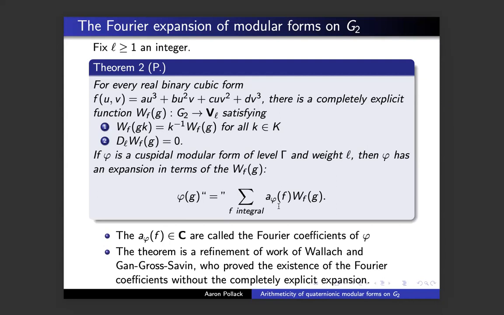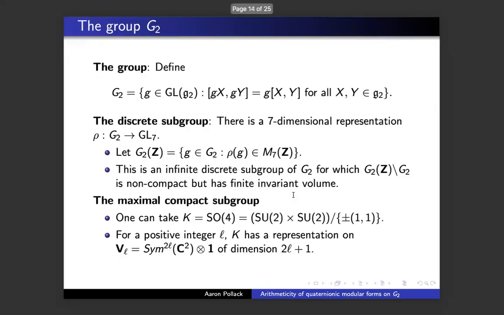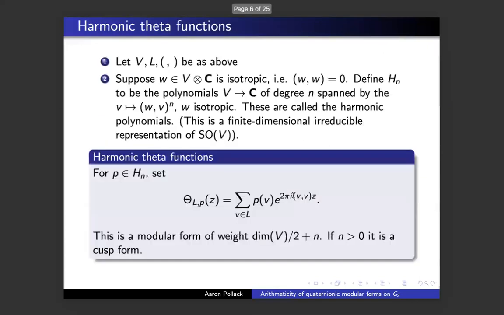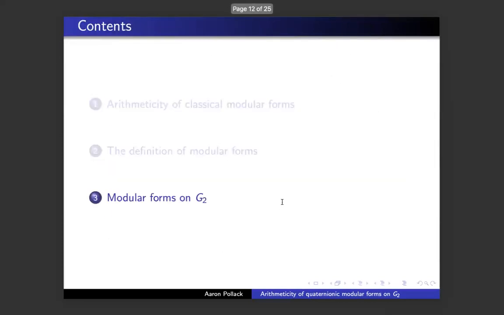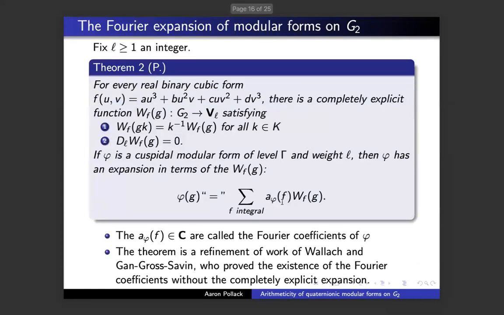Okay, so the theorem goes back to work of Nolan Wallach and a little bit of Gan, Gross and Savin. They had proved the existence of the Fourier coefficients without the completely explicit Fourier expansion. But anyway, one could just prove this expansion. And so you can think of the WFs as sort of analogs, if you will, of the exponential functions that appear in the Fourier expansion of classical modular forms. Any classical modular form can be written as an infinite linear combination of the exponential functions with complex number coefficients. And then we're just saying something analogous happens here on G2.